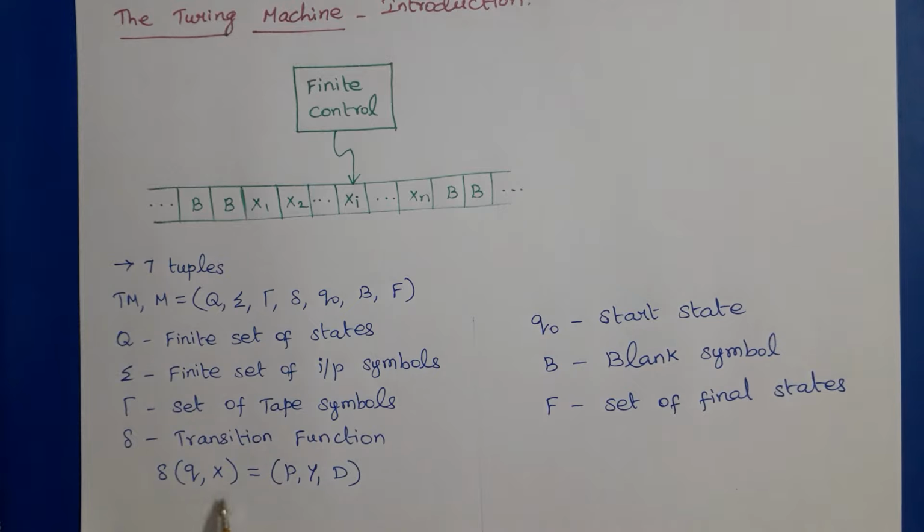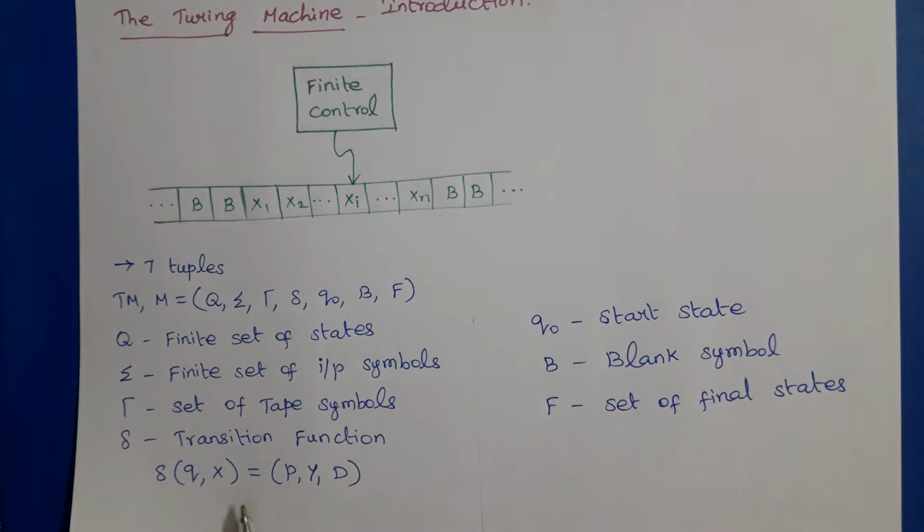It takes 2 arguments as input and gives 3 as output. So δ(q, x) = (p, y, D). The meaning is the Turing machine is in current state q, and the tape cell has x. That is, the tape head is scanning the tape symbol x. X is the current tape symbol. Q is the current state.